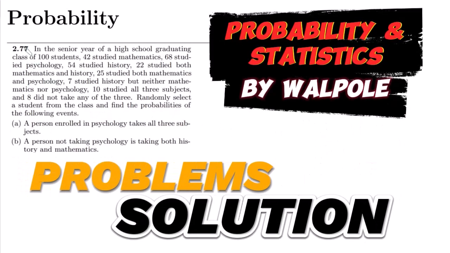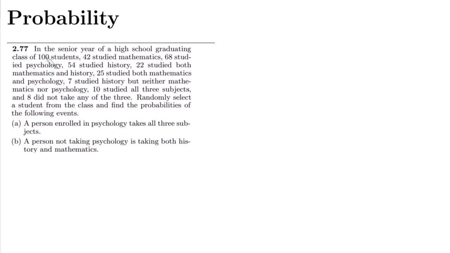Welcome back, guys. This is question 2.77, and the statement it has is, in the senior year of a high school graduating class of 100 students. With this statement we are also going to write the given data here as well. So that is basically the given data.